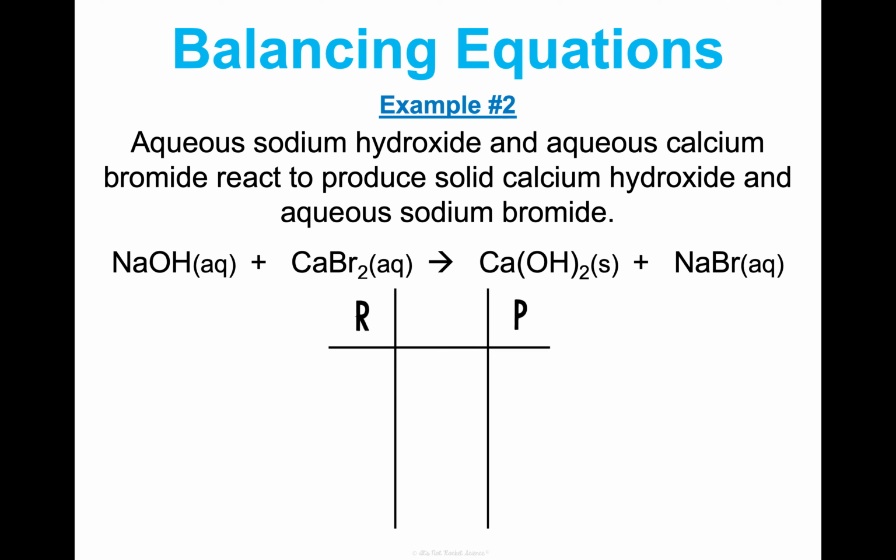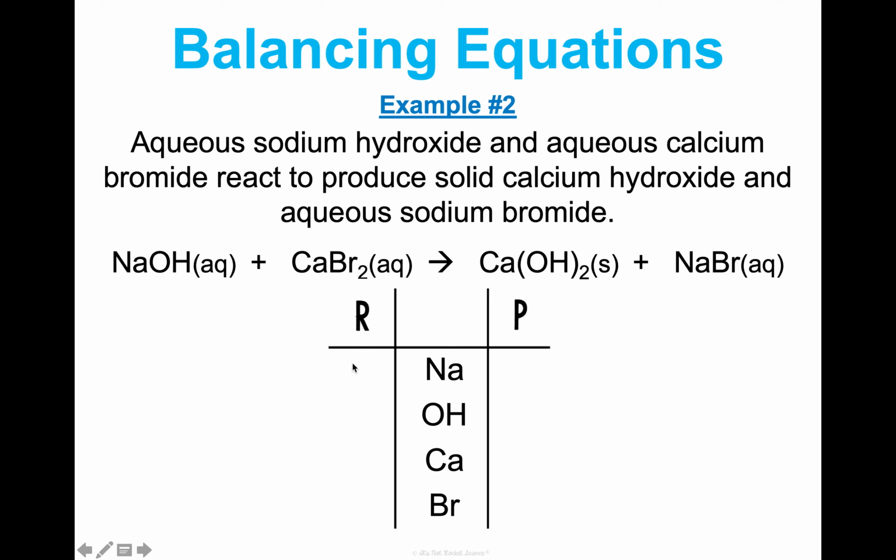Step 2, now we're going to write this out. So I'll write out every element that I see in my equation. Okay, so I've got sodium. Now, you could separate this oxygen and hydrogen, but remember what I said. It's easier to keep the polyatomic ions together. So write it as OH, because notice it's OH on the reactant side and it's OH on the product side. So keep it together as the polyatomic ion, hydroxide. Then we got calcium, we got bromine.